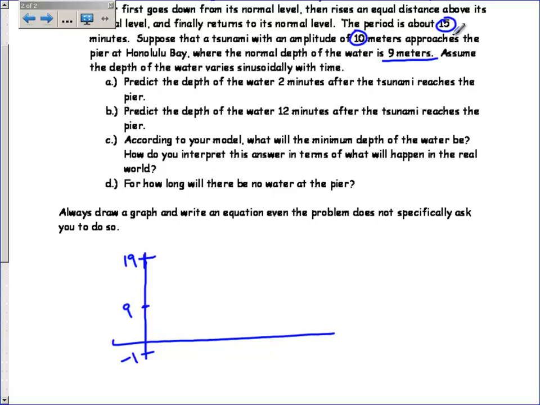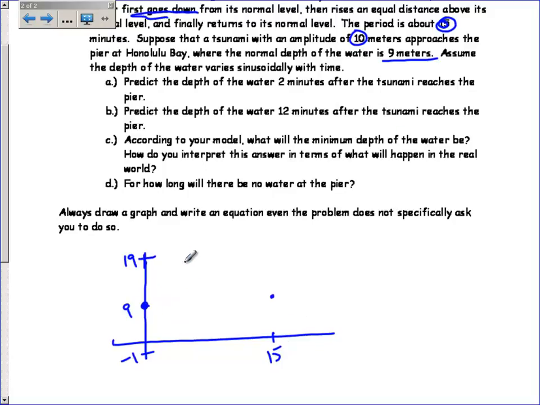I know I've got a period of 15 minutes and that the water was at a normal level, but then it started off by first going down. And then so it starts off in the middle, and it takes a full, oh wait, not 10 minutes. That's 15 minutes later. It's a period of 15 minutes. The amplitude is what the 10 is.